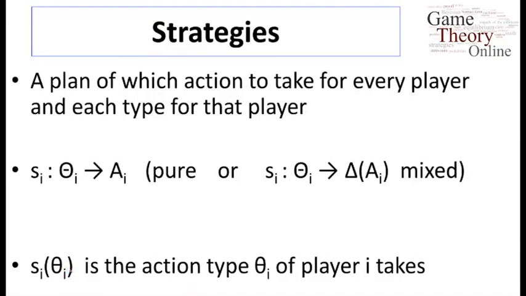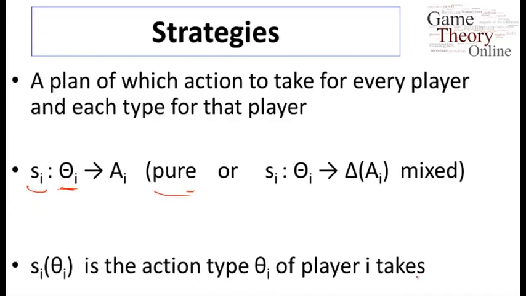Okay, just as we saw in that example, a strategy in a Bayesian game is now going to be a plan of action for every player and each type of that player. So what should they do if they're of a given type? A strategy for player i is going to be a mapping from their possible types into actions, if we're talking about pure strategies.